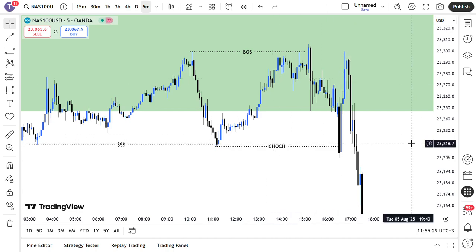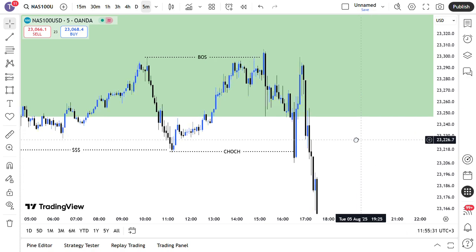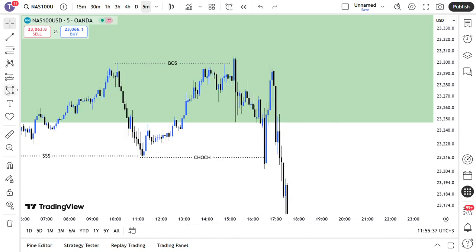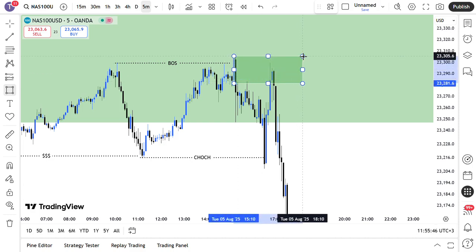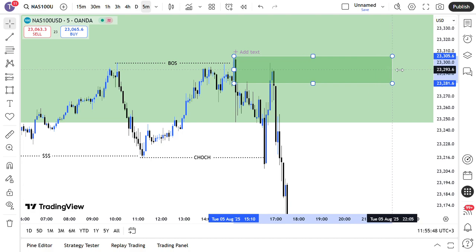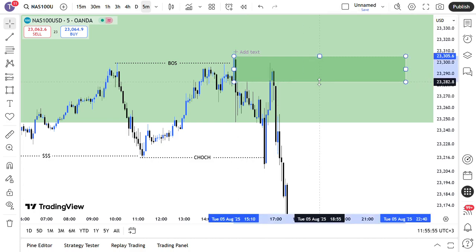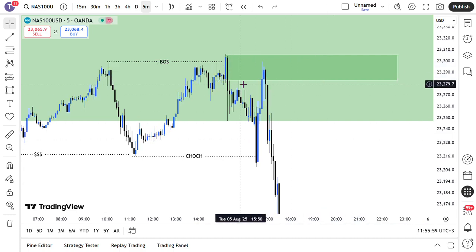After this, what I did, I came back up here, tried to look for an inducement, and I found this inducement up here. So I drew an order block from that high of the inducement, because I did not see any valid order block. So I drew my point of interest on this high of the inducement. That is where my limit orders were placed.